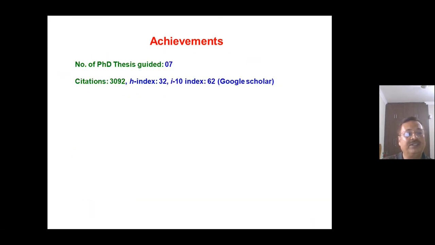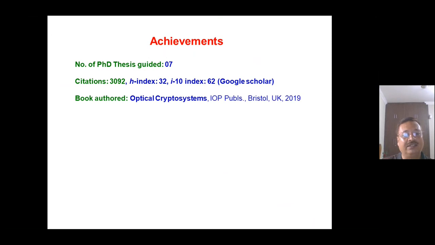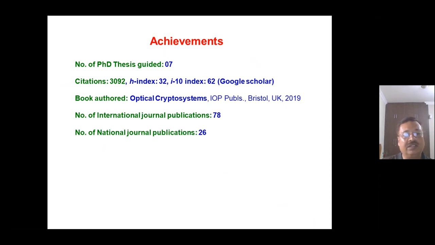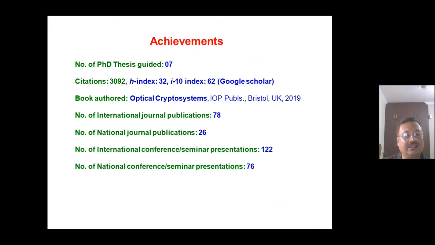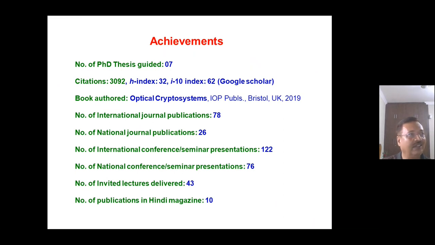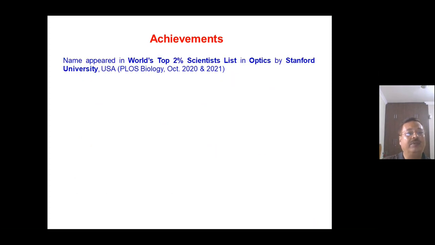So far, I have guided 7 PhD students. As per Google Scholar, the number of citations to my credit is 3,092. My h-index is 32 and i10-index is 62. I have authored a book, Optical Crypto Systems, and have 78 international journal publications, then national journal publications, international conferences, national conferences, and invited lectures within India as well as abroad. In addition, because of my hobby, I also write scientific articles in Hindi magazines. My name appeared in the world's top 2% scientist list consecutively in 2020 and 2021.